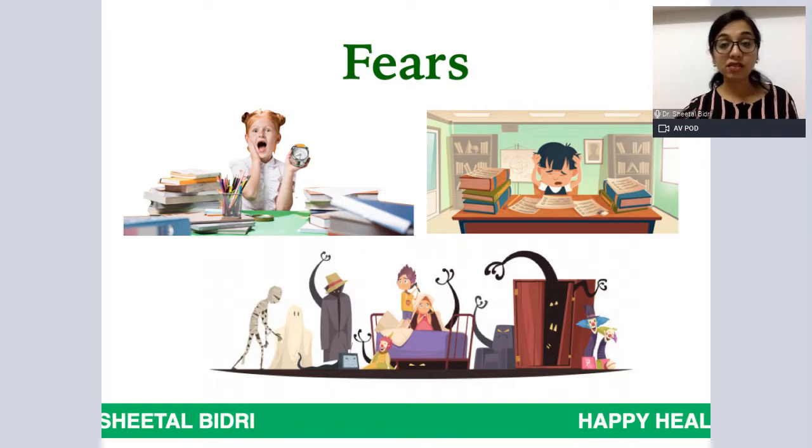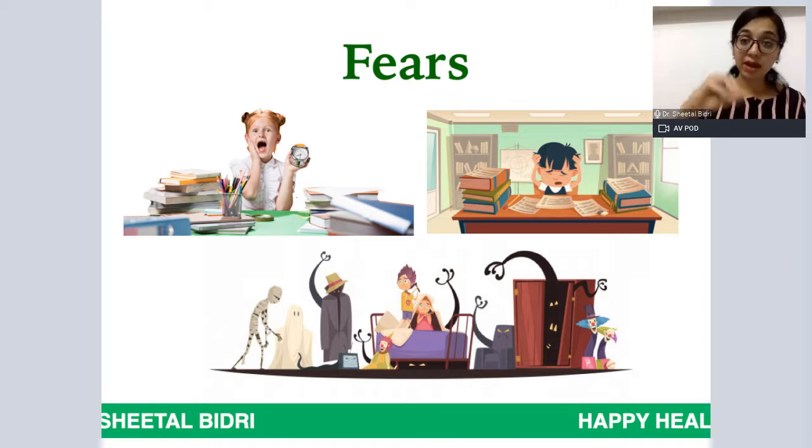Next is the fears. Fears are also very important because again they show the inner state. Fear of the dark, fear of examination, fear of ghosts, fear of anticipation of a particular exam, or fear of strangers. They have new guests at home and they start having issues. So all these can also go into the deeper level of that child. So you just have to be there and let the child talk.